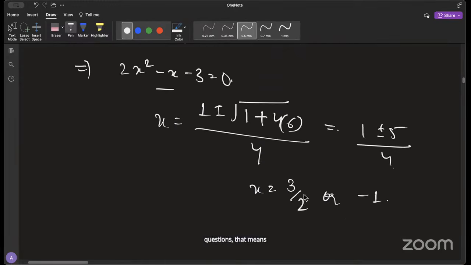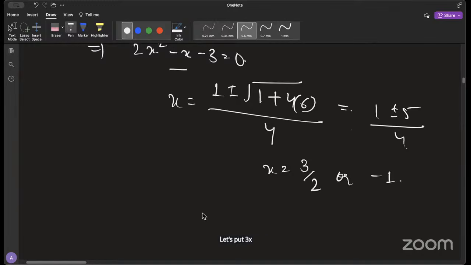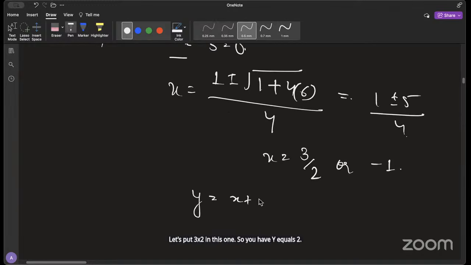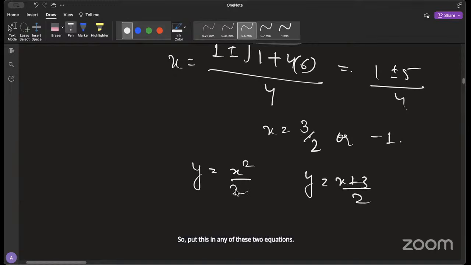That means you'll have x as 3 by 2. Let's put 3 by 2 in this one. So you have y equals x plus, or you can say x square by 2, right? You can put it in either equation. If you put x equals this here, then also you will get y. Put this in any of these two equations. I'm putting it here, so you will get 9 by 4, and here you'll have 2, so this will be 9 by 8. So y equals 9 by 8 for x equals 3 by 2.